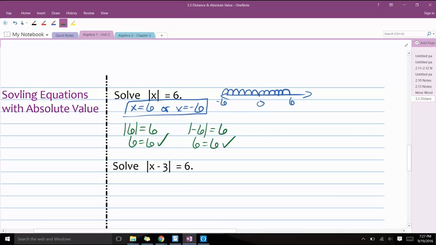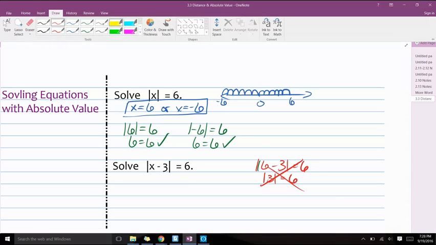Okay, now let's talk about this next one here. Solve the absolute value of x minus 3 equals 6. Now, hint, x is not 6 or negative 6. Why? We'll just plug them in. If you thought that's what it was, you would have the absolute value of 6 minus 3 equals 6, and you'd have the absolute value of 3 equals 6. Not so much.